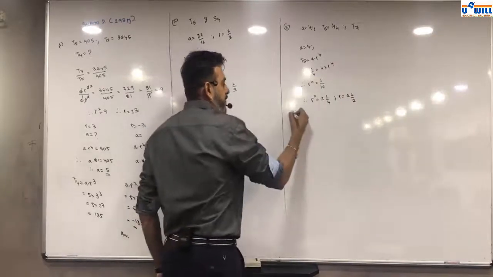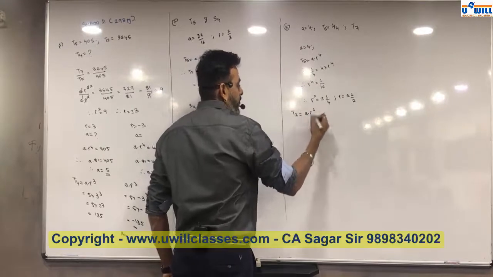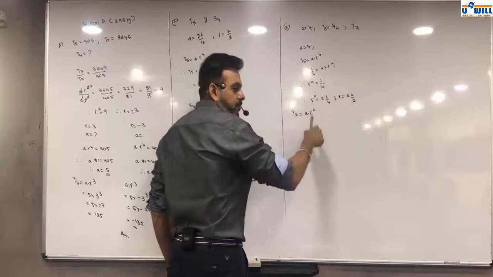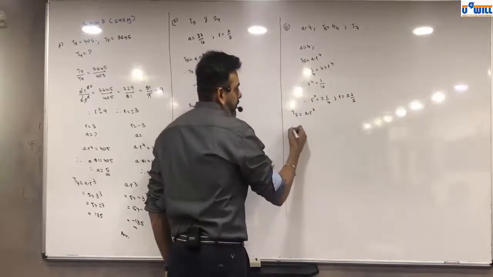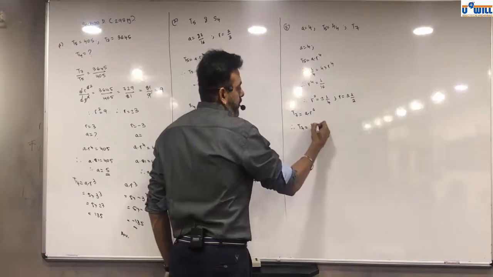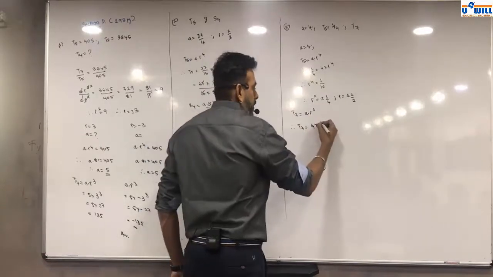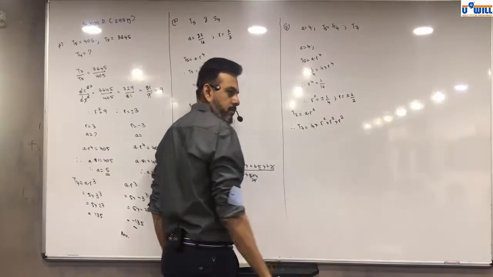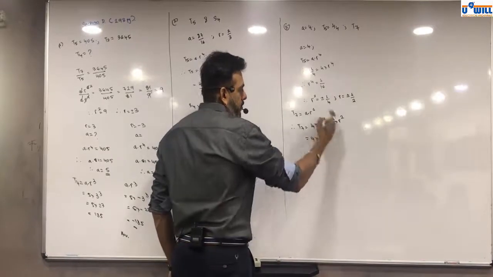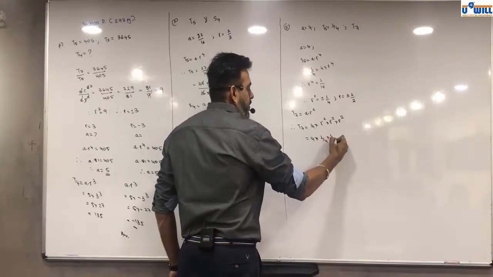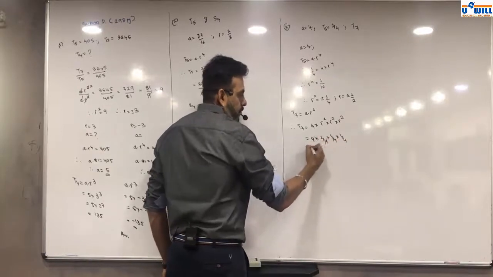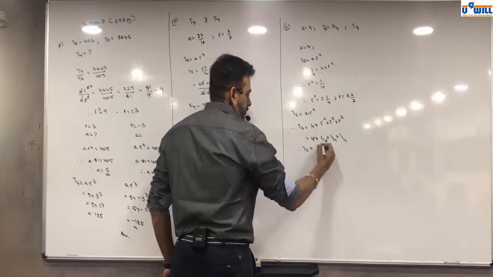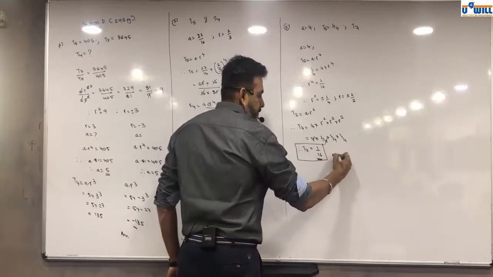Now, we have to find T7, which is equal to A into R raised to 6. Now, if R raised to 6, even if we take minus, it will become plus. So therefore, T7 is equal to A, which is 4, into R raised to 6. Can I say R raised to 2 into R raised to 2 into R raised to 2? Which is equal to 4 into 1 by 4 into 1 by 4 into 1 by 4. 4 cancels, 1 by 4 4s are 16. Therefore T7 is equal to 1 by 16.